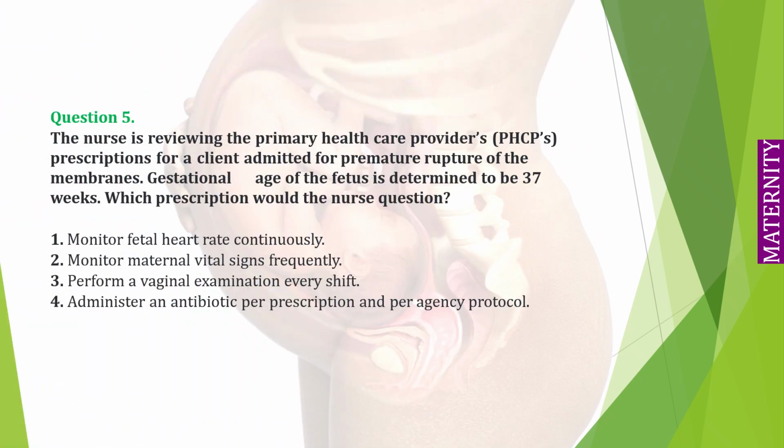Question 5. The nurse is reviewing the primary healthcare providers', PHCPs', prescriptions for a client admitted for premature rupture of the membranes. Gestational age of the fetus is determined to be 37 weeks. Which prescription would the nurse question?